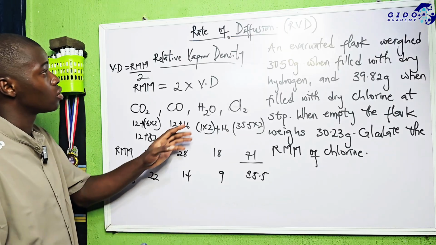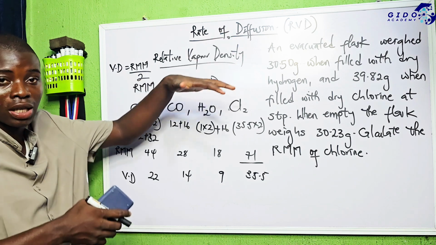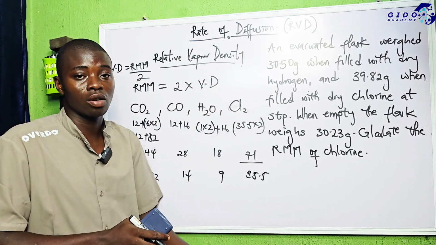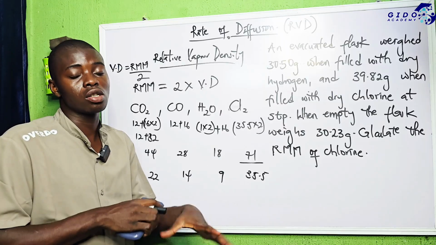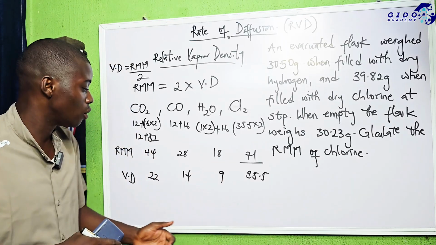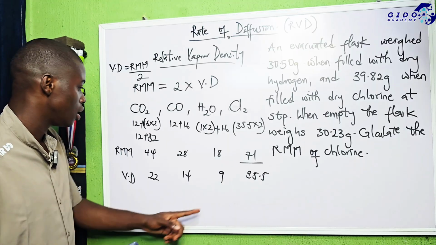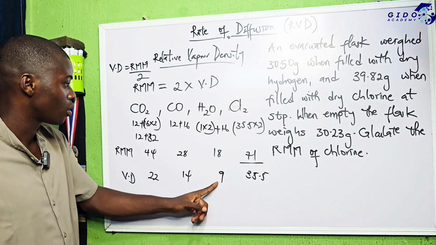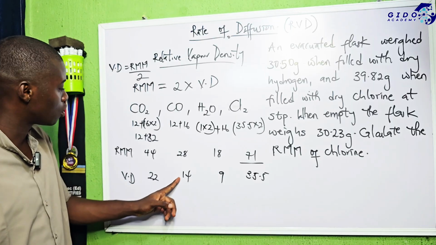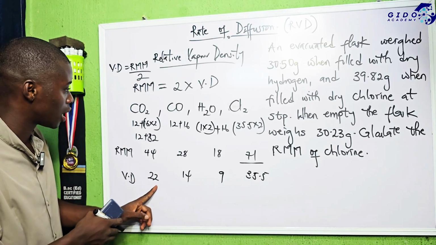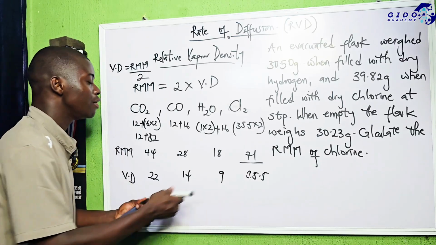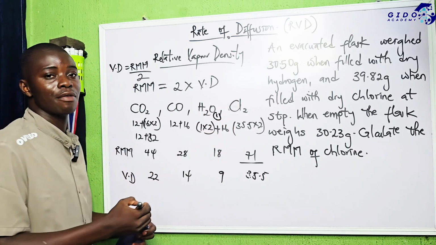Another thing again you should take note of, we are going to go to rate of diffusion probably in our next video, but take note of this. The higher the relative molecular mass of the compound, the slower or the lower the rate of diffusion. That means the one that has the highest rate of diffusion here is water, followed by carbon monoxide, followed by carbon dioxide, followed by chlorine. Please, if this water is liquid, we are not talking about diffusion of liquid though.